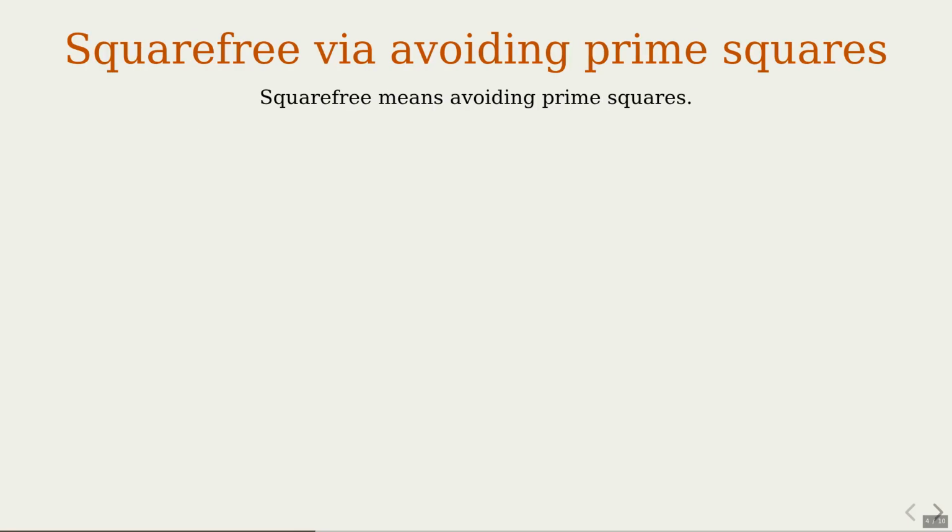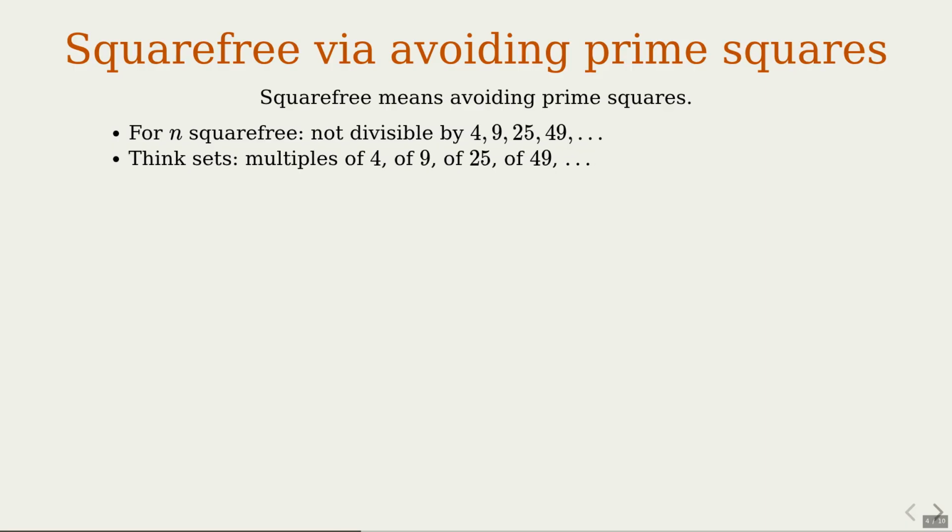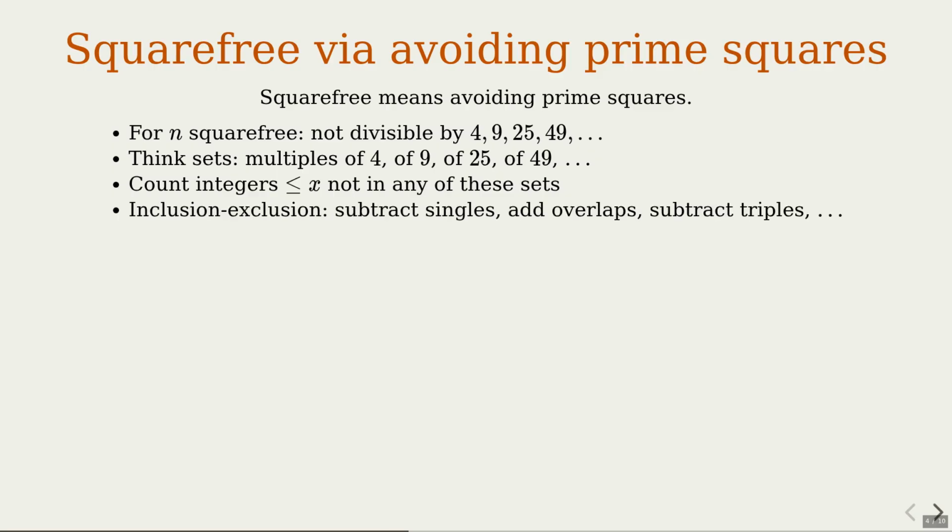Now let us turn that definition into a counting problem using inclusion-exclusion. For n to be square-free, it must not be divisible by 4, 9, 25, 49, and so on. Think about the sets: multiples of 4, multiples of 9, multiples of 25, multiples of 49, and so on. Count the integers less than or equal to x that are not in any of these sets. This plus-minus pattern from inclusion-exclusion is exactly what the Möbius function will encode for us.